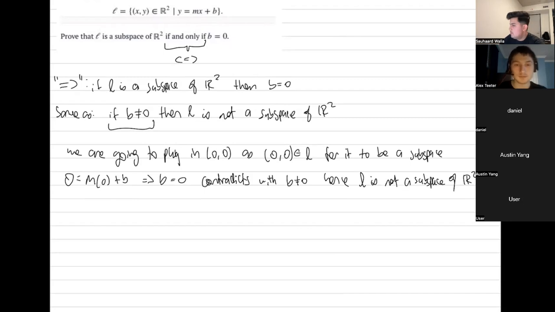Any questions about that direction? Cool, cool. Now we need to do the other direction. So we're now going to write this this way. And this one, yeah, was there a point there? No? Okay.